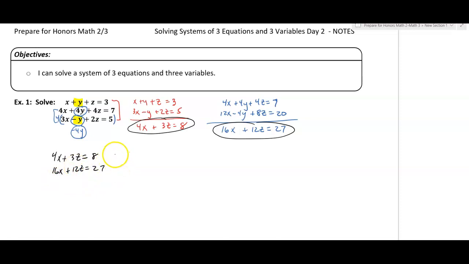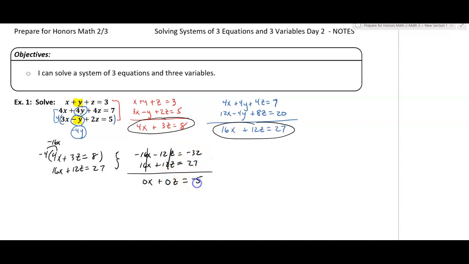Now, in order to get the variables to eliminate, I'm going to multiply this top equation. I'm going to choose negative 4 because that would turn this into negative 16x. Negative 16 plus 16 will give me that 0. So negative 16x, then negative 4 times 3z is minus 12z equals negative 32. The bottom one, 16x plus 12z equals 27. Right away, these add up to 0x. Look what happens here. This adds up to 0z equals negative 5.